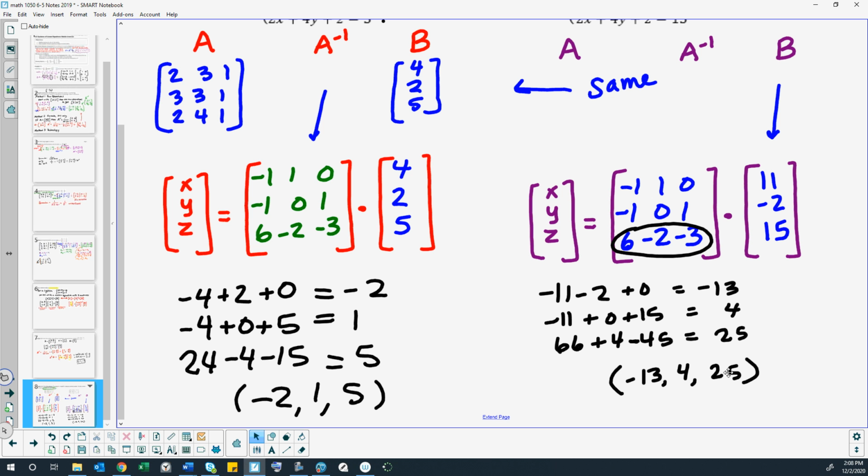So with that, we're done with 6.4, 6.5. We're ready for 6.6, which is a different method called Cramer's Rule. Lots of people like Cramer's Rule. So we'll get to see that on Friday, and hopefully we'll see you here for a Google Meet.